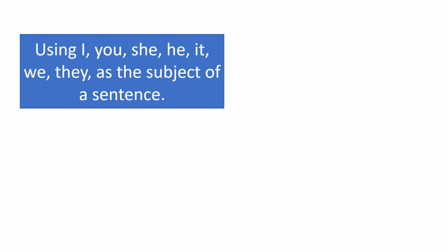Remember that I'm not talking about changing the way that you speak, so there will be regions of England where people do not use the word I in a grammatically correct sentence when they speak. That's acceptable. We're talking about what you need to do when you need to write a sentence. So we're looking today at using I, you, she, he, it, we, they as the subject of a sentence, but our focus will be looking at I.